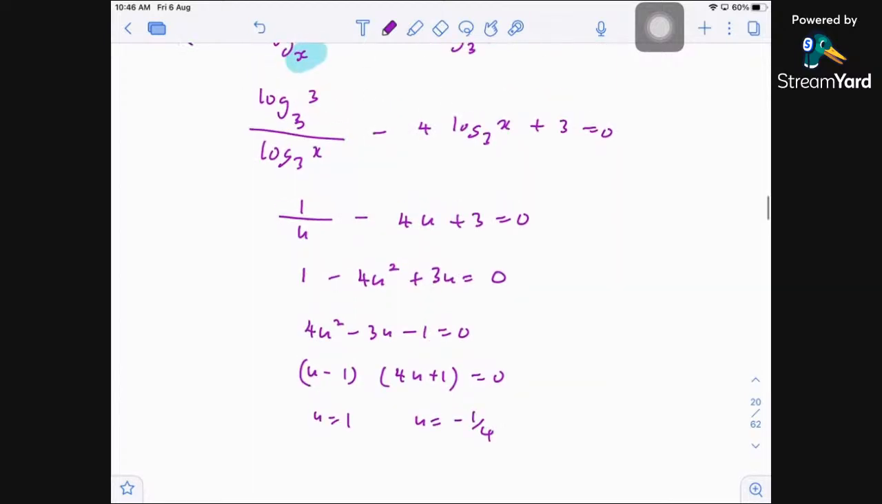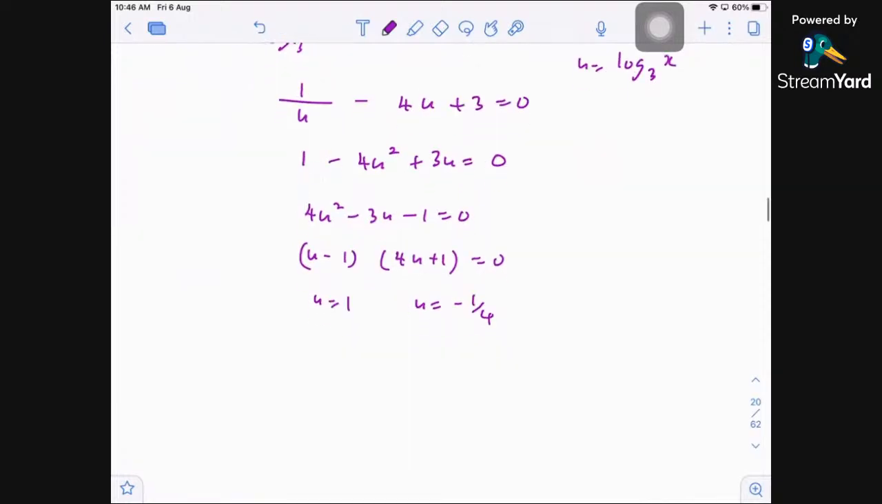Now remember, the u we let as log base 3 of x, am I right? So you can straight away write down like this: log base 3 of x equals 1. Bring up the 3 to the power of 1, you get 3. Log base 3 of x equals negative 1 over 4, so x equals 3 to the power of negative 1 over 4.